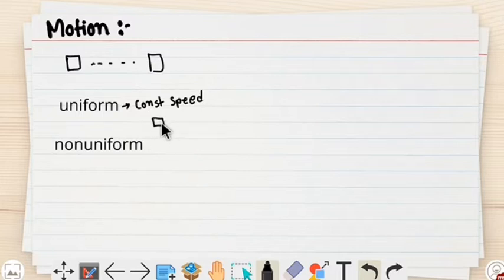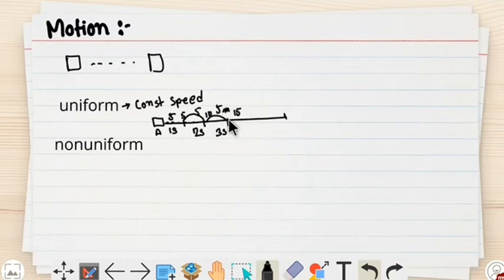For an example, suppose this is a car, which is car A. In the first second the car moves 5 meter. So total distance is 5 meter. Next second the car moves again 5 meter. That means total distance is 10 meter. Next second the car moves again 5 meter. So total distance become 15 meter. Like that way, each second the car moves 5 meter. So in this case we can say that the car moves equal distances, that means 5 meter, in equal time interval, that means 1 second. That is called uniform motion.